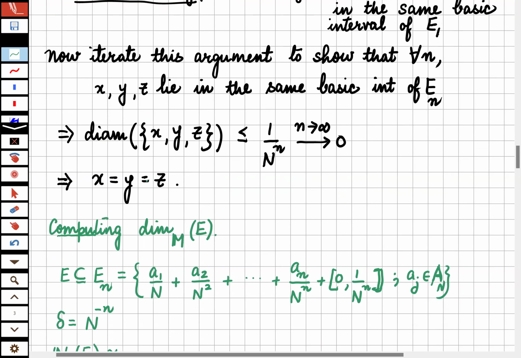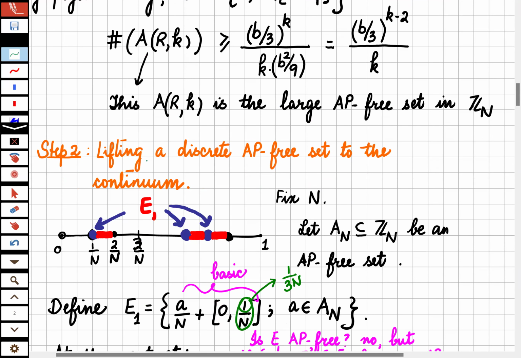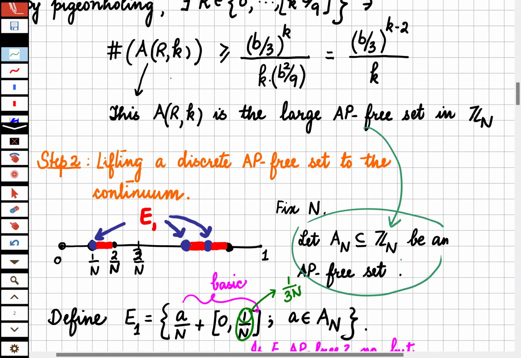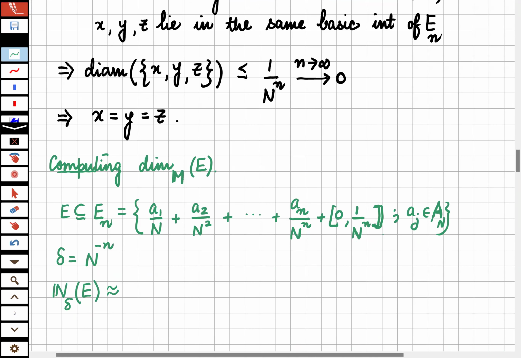Right. So remember, capital A sub N was my avoiding set in the integers. My first step was to create an avoiding set in the integers, and this capital A sub N was this AP-free set that came from step 1. Did we say how big it was? Here we didn't, but of course in step 1 we have some idea how large it is. That's where the size has been stated. But for now, if we just say it's the cardinality of capital A sub N, what is the size of N_delta of E? This is the cardinality of capital A sub N to the little n. That's right.